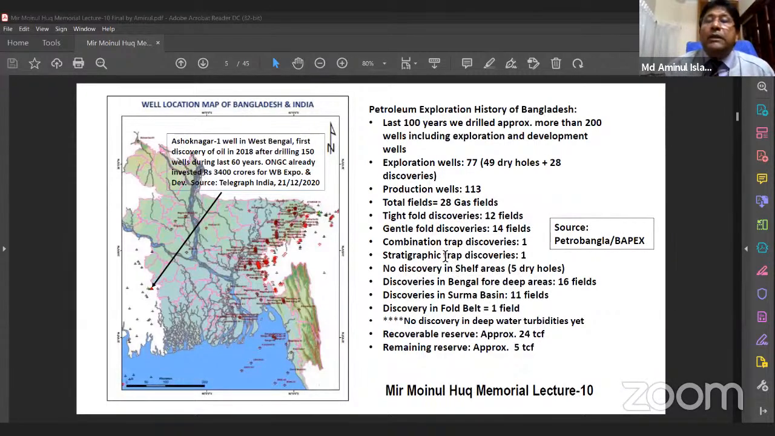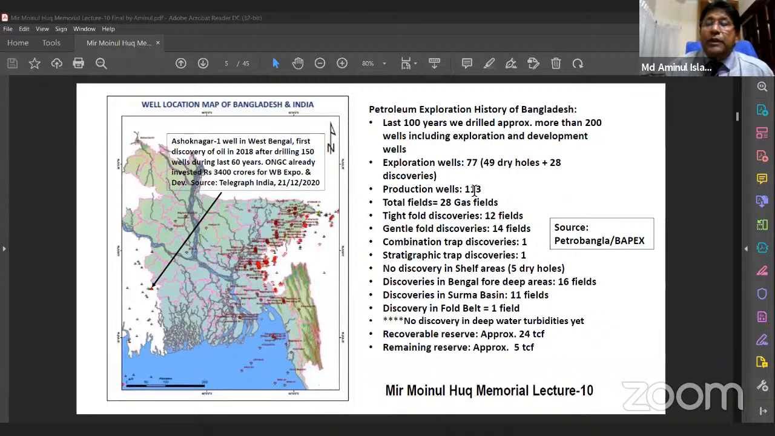So over the last 100 years, we have drilled more than 200 wells. Within the 200 wells, there are 77 exploration wells, and we have got 28 discoveries. And we currently have production wells, 113, and we have got 28 gas fields. But considering the tightness of the structure, tight fold discovery 12 fields, and gentle fold discovery 14 fields, combination trap 1, stratigraphic trap 1, and we have 5 dry holes in the shelf area. In the shelf area, we have no discovery above the shelf edge.